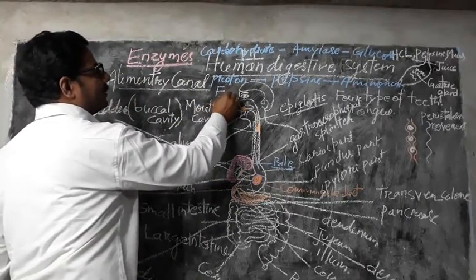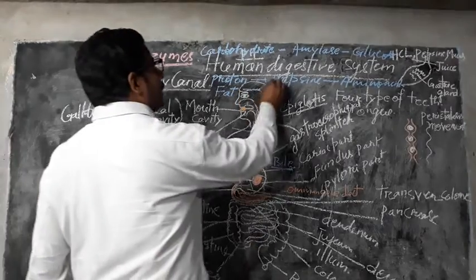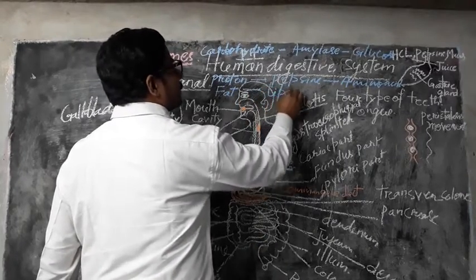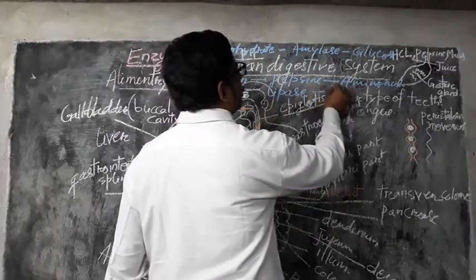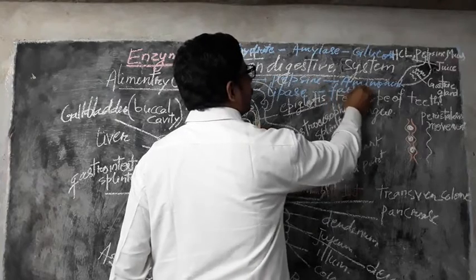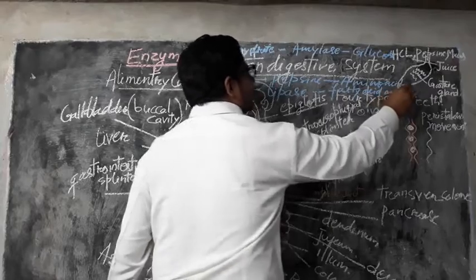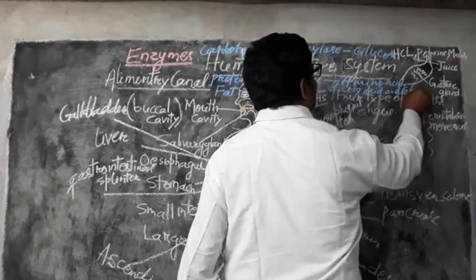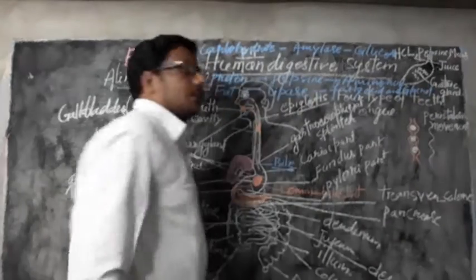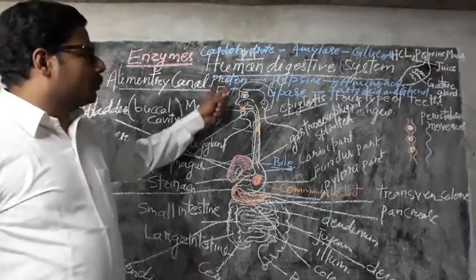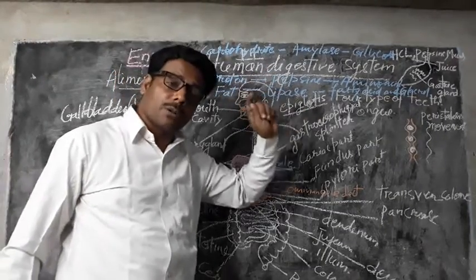And fat gets digested with the help of an enzyme known as lipase. This lipase converts the fat into fatty acid and glycerol. Okay. So, dear students, these are the food components which, with the help of respective enzymes, get converted into simpler form.